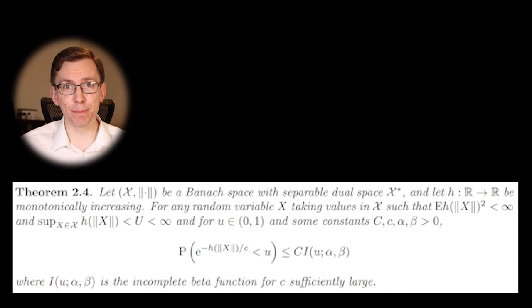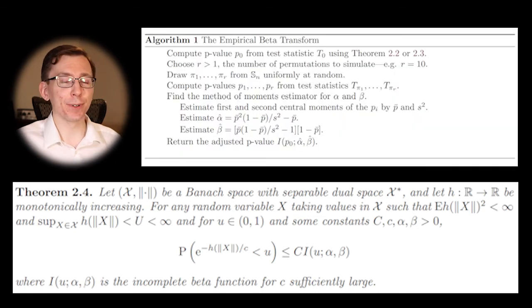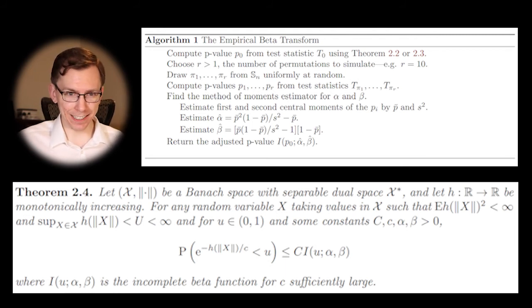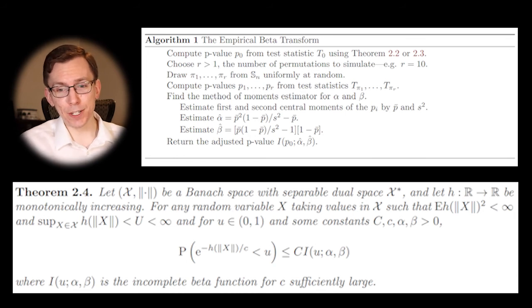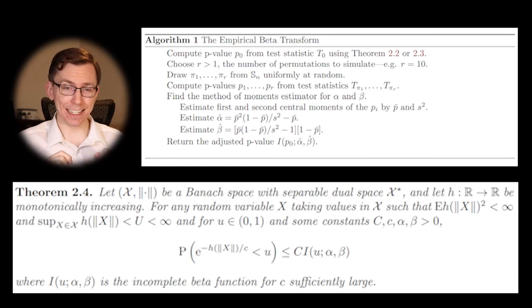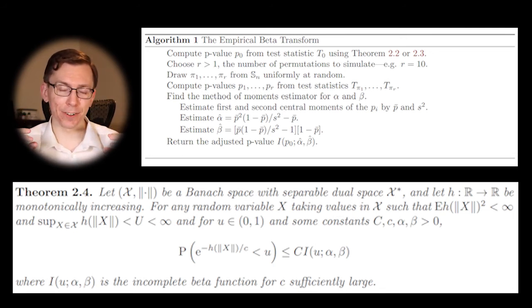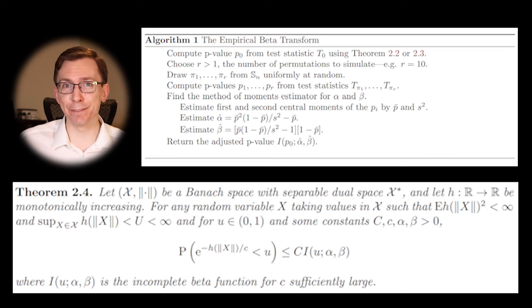I don't know what the parameters for the beta distribution are, so instead we use this theorem as a guideline to then estimate those parameters for the beta distribution using the method of moments. And that leads to the following algorithm, which effectively says do a very small permutation test under the null setting and use those p-values generated to get the method of moments estimators for the beta distribution, shove them into the incomplete beta function, and then get better bounds.